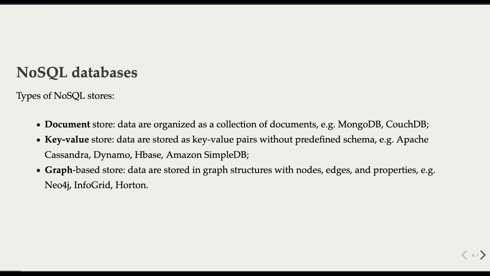We are actually talking about a number of technologies here, because NoSQL is just one name that refers to many different technologies. And there are a few types of NoSQL stores that we would like to take a quick look at. So the first type is called a document store, such as a MongoDB store or CouchDB store, where data are organized as a collection of documents.